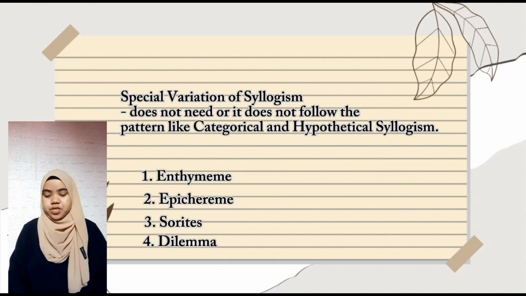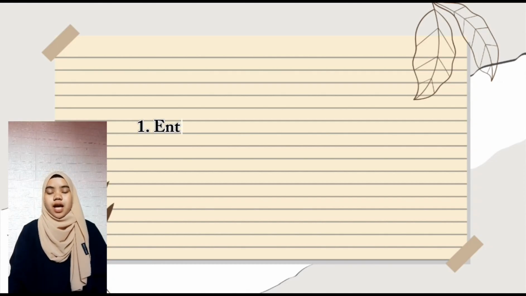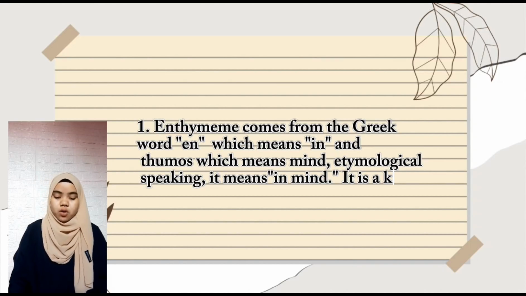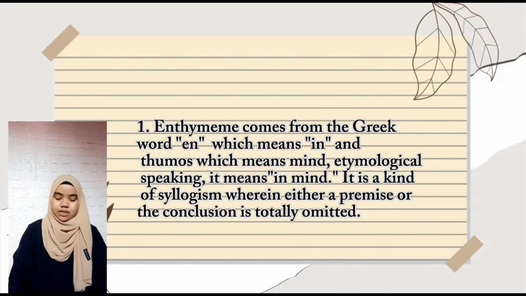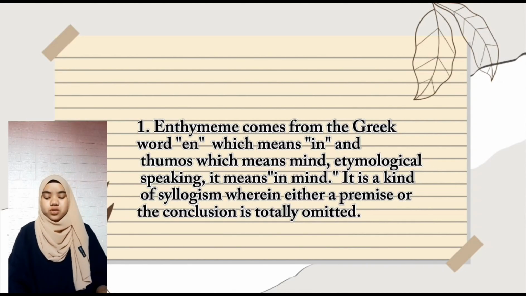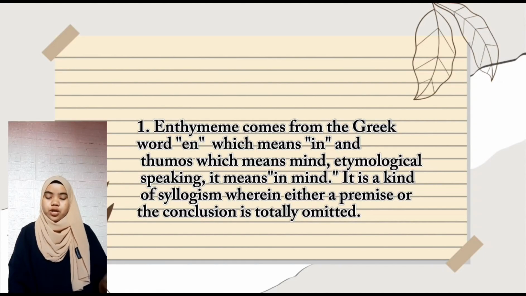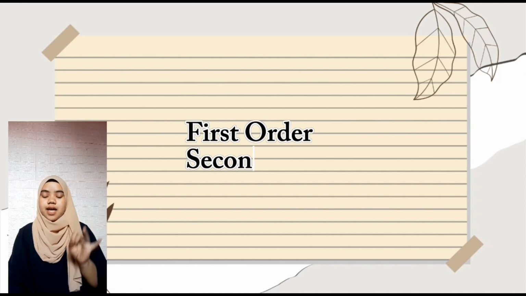Okay, so the first special variation of syllogism is called enthymeme. Enthymeme comes from the Greek words en, which means in, and thymos, which means mind. So etymologically, it means in mind. Enthymeme is a kind of syllogism wherein either a premise or the conclusion is totally omitted. So in enthymeme, there is a part of the statement na nawawala. It's either the major, the minor, or the conclusion. There are three orders of the enthymeme: first, second, and third order.